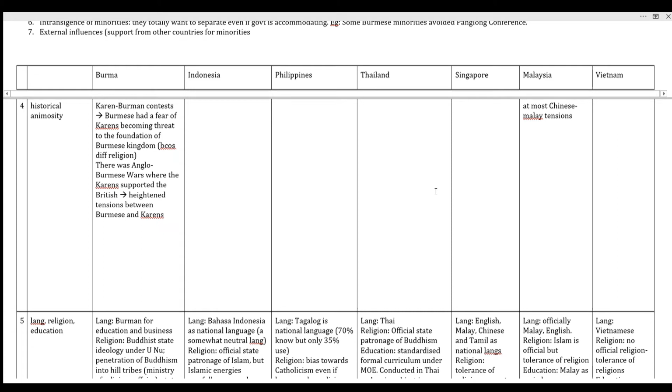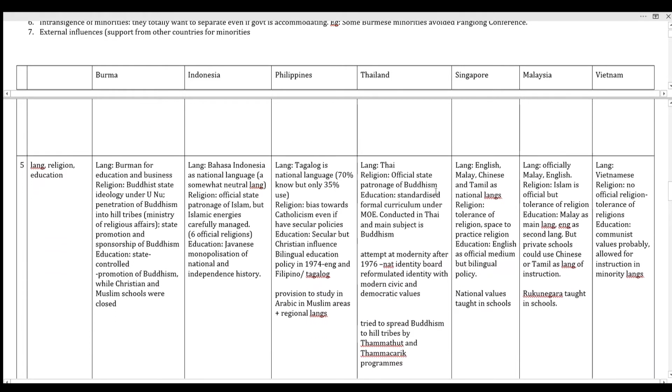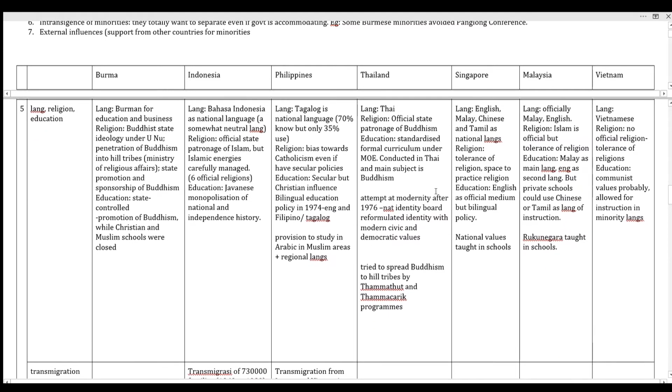That's the real reason, rather than them feeling animosity towards the other people in their country, like the majority people. Okay, so the next factor is language, religion, and education. This is important too. If the government manages to account for everyone and take everyone into consideration when they do their education, it's a lot easier to get the minorities to accept your policies. But if you don't, then good luck to you.